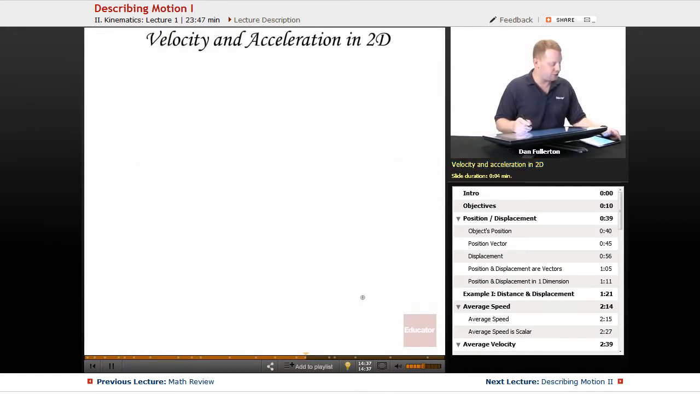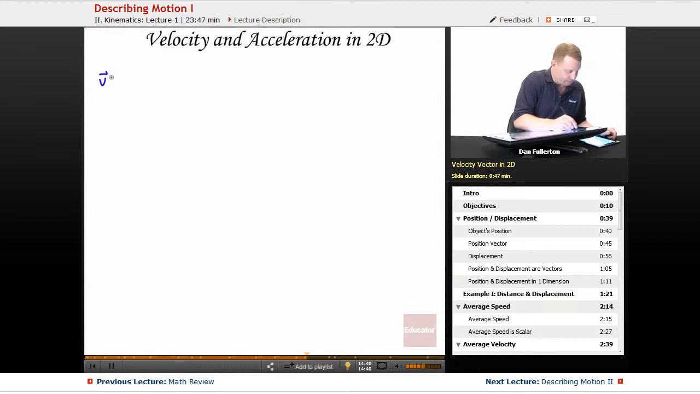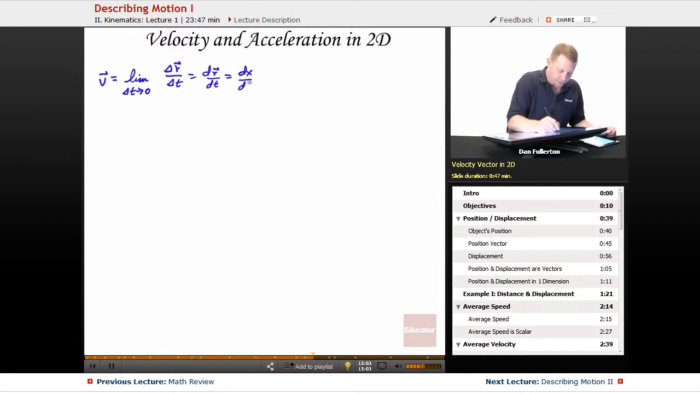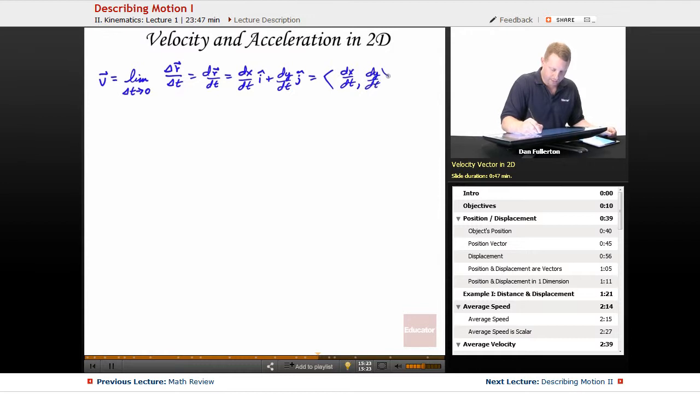All right, so velocity and acceleration in 2 dimensions. Our velocity vector is the limit as delta t approaches 0, as that time interval gets infinitesimally small, of delta r over delta t. Or we wrote that as dr dt, the derivative of r with respect to time. And if r is in multiple dimensions, then that would be the derivative of the x component in the x direction, plus the derivative of the y component in the y dimension, for however many dimensions you might have. Or in bracket notation, dx dt for the x, dy dt for the y.